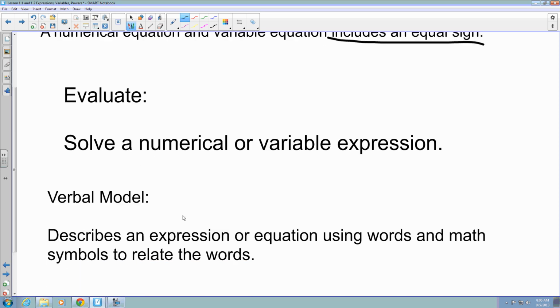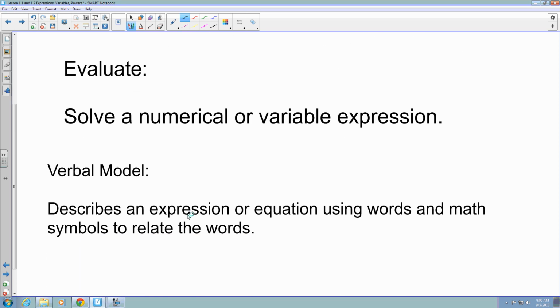Next thing we're going to talk about is evaluate. Evaluate means solve a numerical or variable expression. So when it says in the directions evaluate this or something like that, that means we're just going to solve the problem.